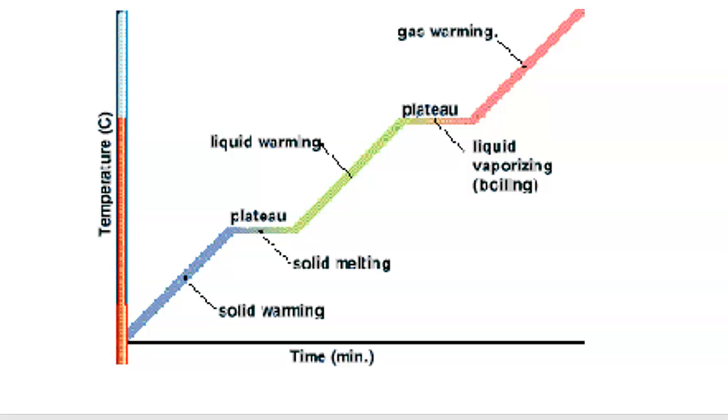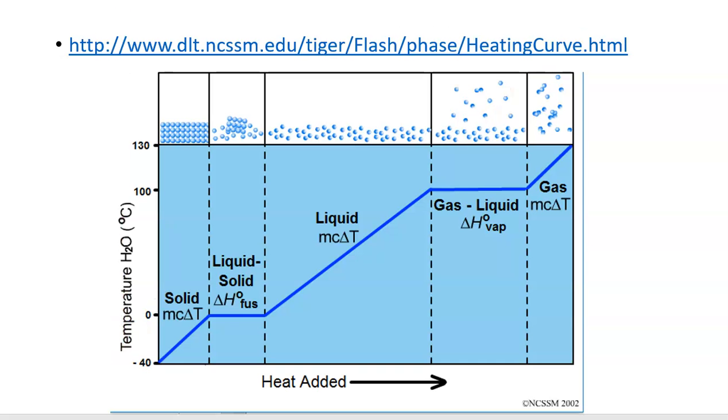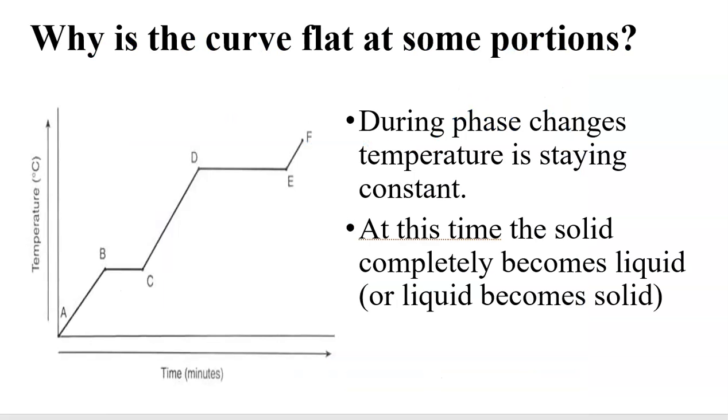And this is just another picture of that. You might be wondering, why is this curve flat at some points? Well, during phase changes, temperature is staying constant. So between B and C, and also D and E, the temperature is not changing. That is because at that time, the solid, in the case of B and C, is becoming liquid, or the liquid is becoming solid.